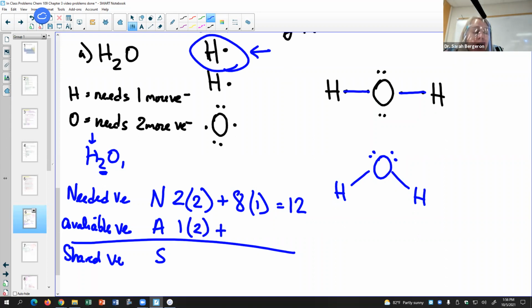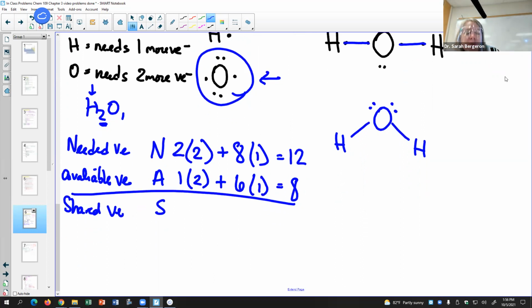How many atoms do I have of hydrogen? 2. Oxygen. How many does oxygen have? 6. How many oxygen atoms? Okay, for a total of how many? 8. Okay, so to get your shared, you subtract your needed minus your available. So 12 minus 8 is how many? 4. This molecule needs to share 4 valence electrons for everybody to be happy and to have that complete octet.